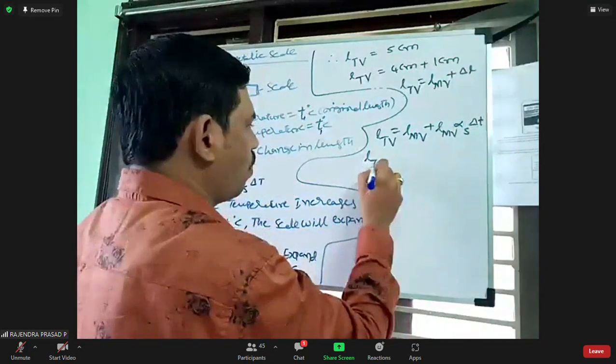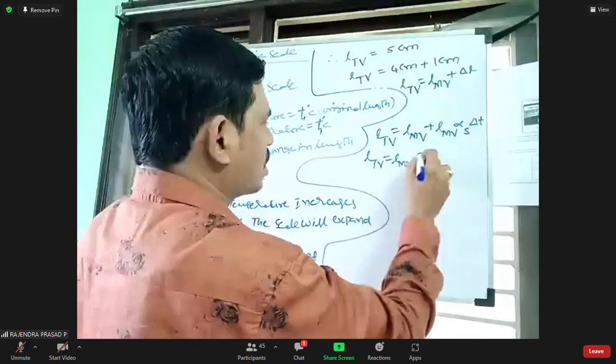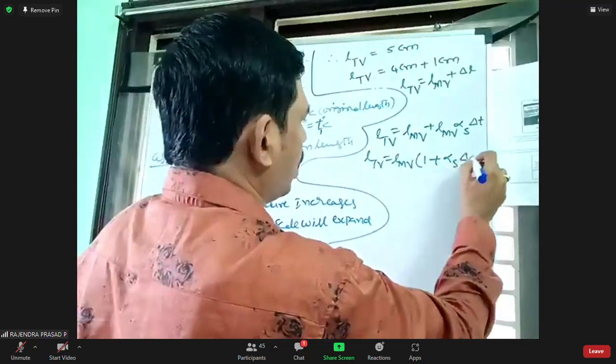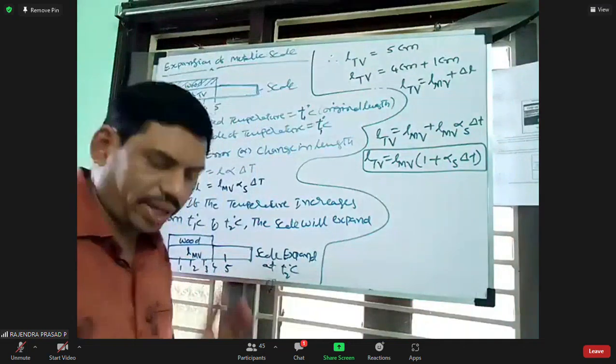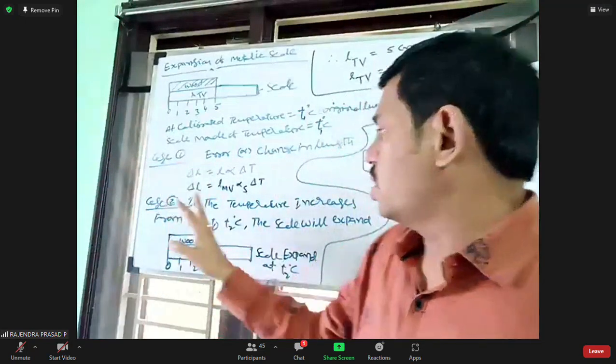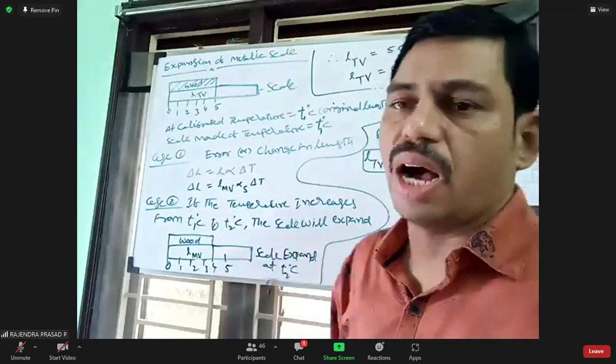So L true value is equal to L measured value common, 1 plus alpha S into delta T. So these are the 3 cases, actually 4 cases. First case: only error. So the error value is L alpha delta T, or change in length.